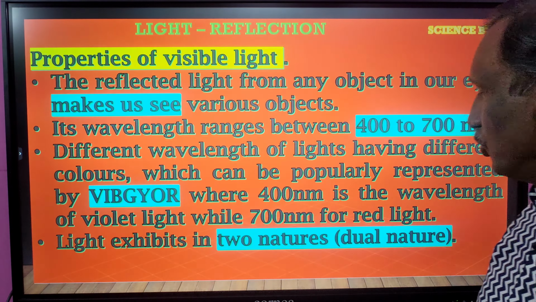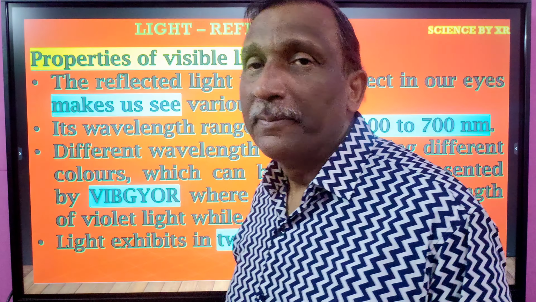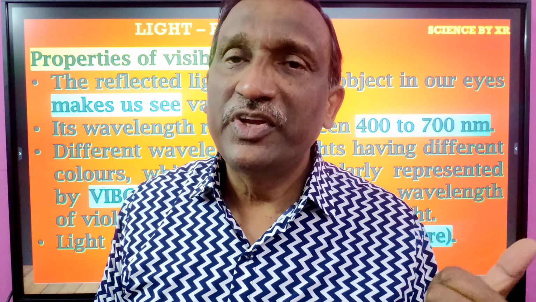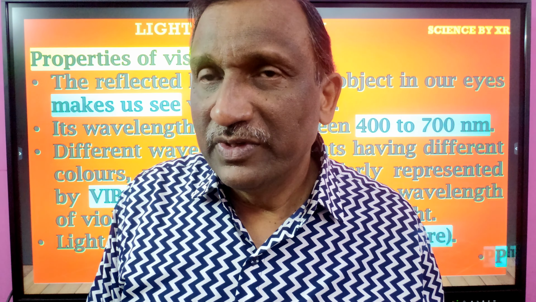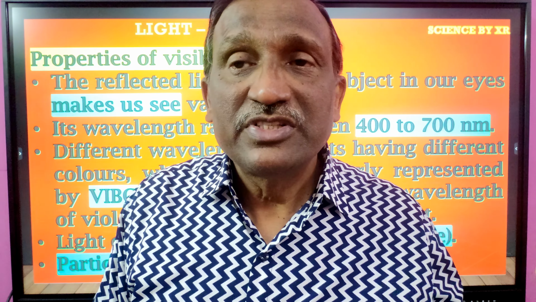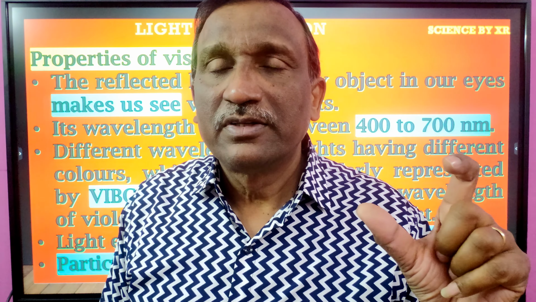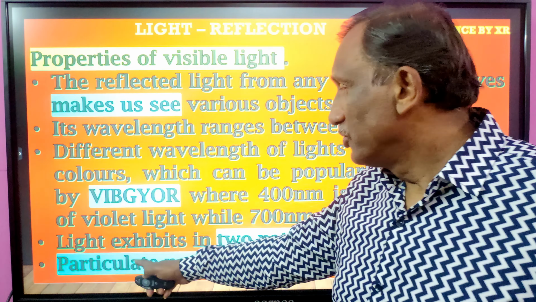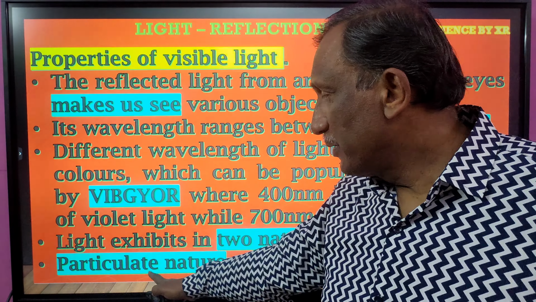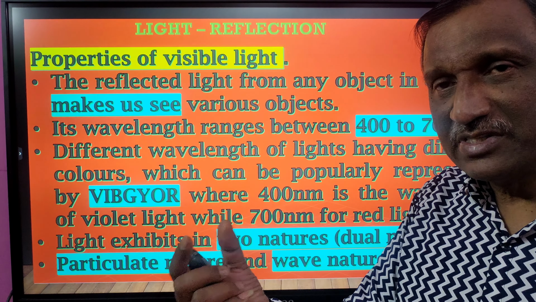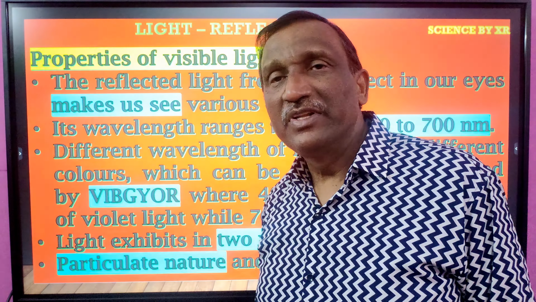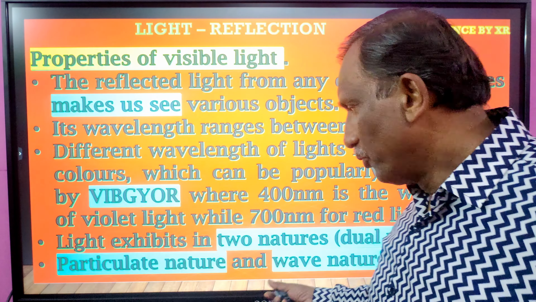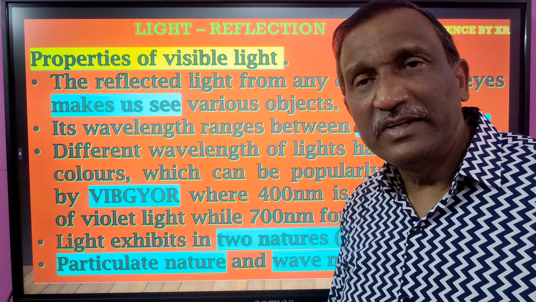Light exhibits two natures, that is dual nature. Now it is very important. There are several properties of light which we can understand by considering light in wave nature. If we consider that light is in wave form, then we can understand many things. Still, other things we have to consider, that light is in the form of packets, in the form of photons. So see, what are the two natures? One is the particulate nature, when we consider light available in particles or packets, and second when we consider light available in the form of waves. Most of the properties we can understand taking light in wave form.